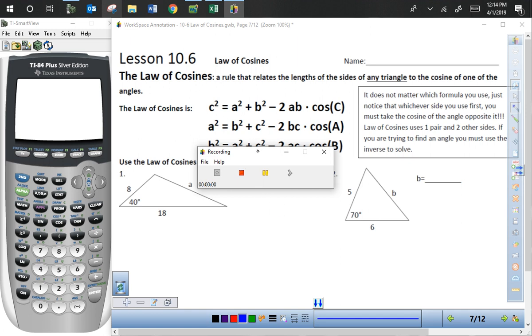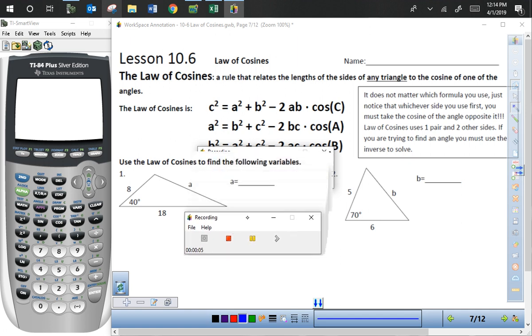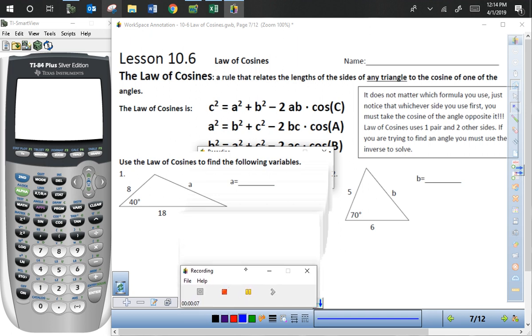All right, folks, today's lesson is going to cover the law of cosines. We talked about using the law of sines last time to solve for a missing side or a missing angle for a non-right triangle. The law of cosines can do the same thing. It relates the sides and the angles of a triangle, and it's any triangle. It does not have to be a right triangle.